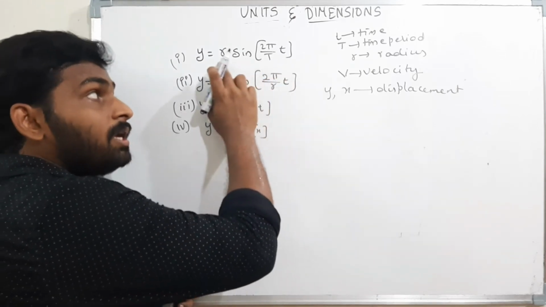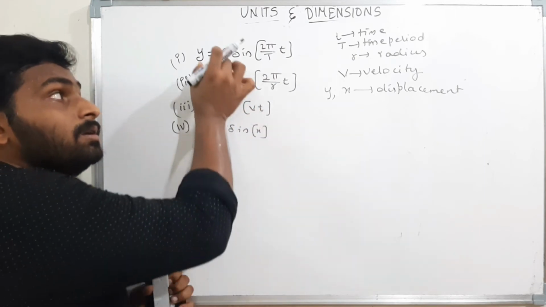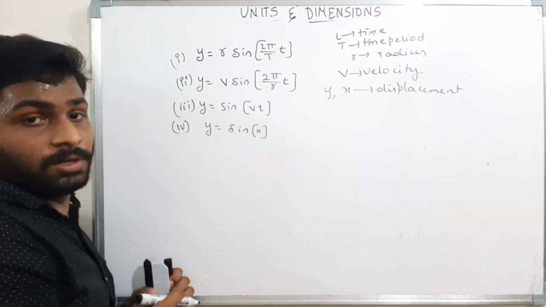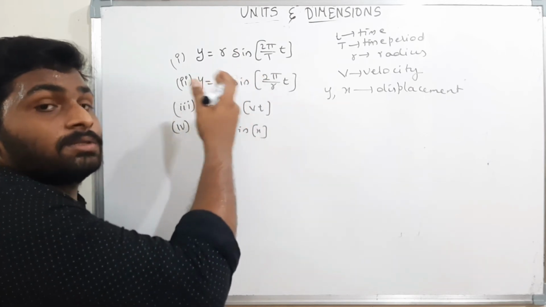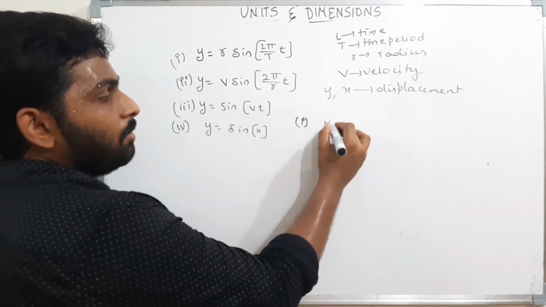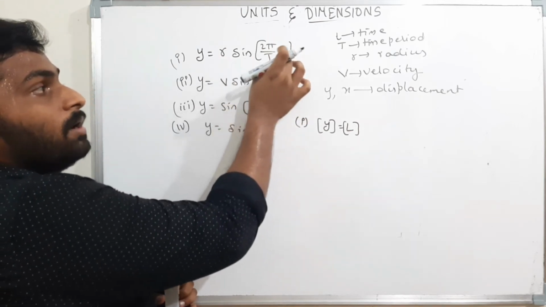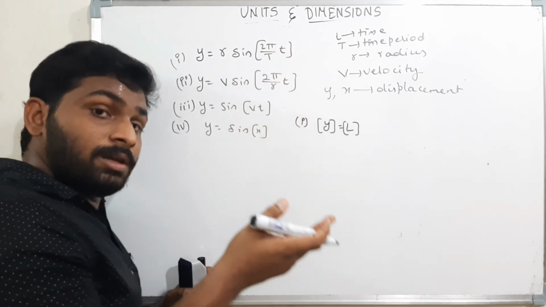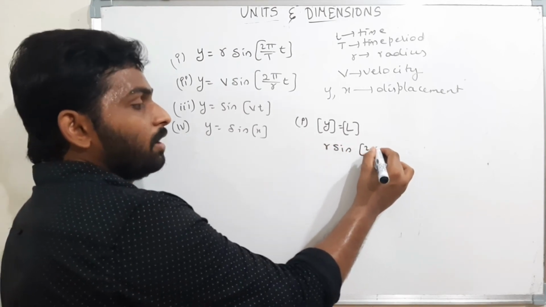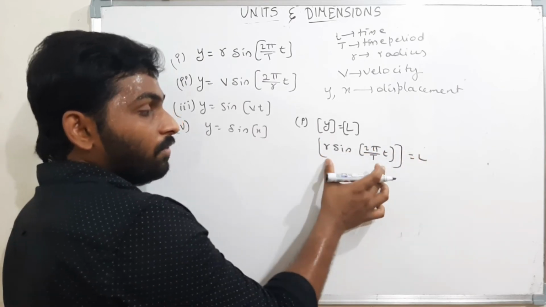I will say the equation is correct if the dimension formulas are the same. They should obey the dimension formula rule, that means the principle of homogeneity. Then only I will say the equations are correct. For the first equation, what is the dimension formula for y? It is L. Therefore R sin 2 pi by T into small t must have dimension formula L. I have to find whether it is L or not.